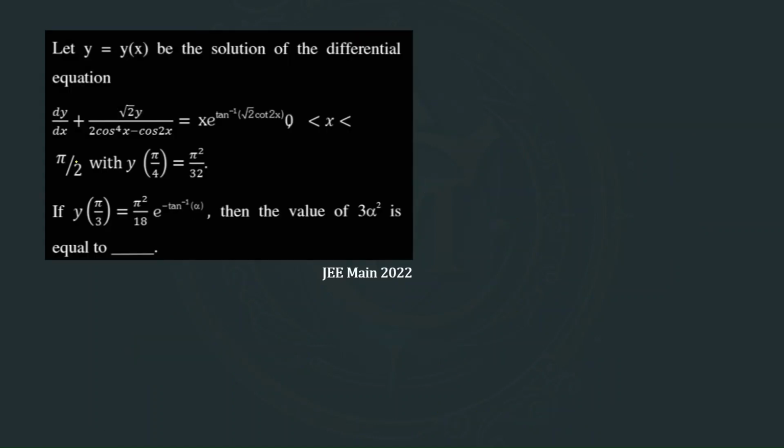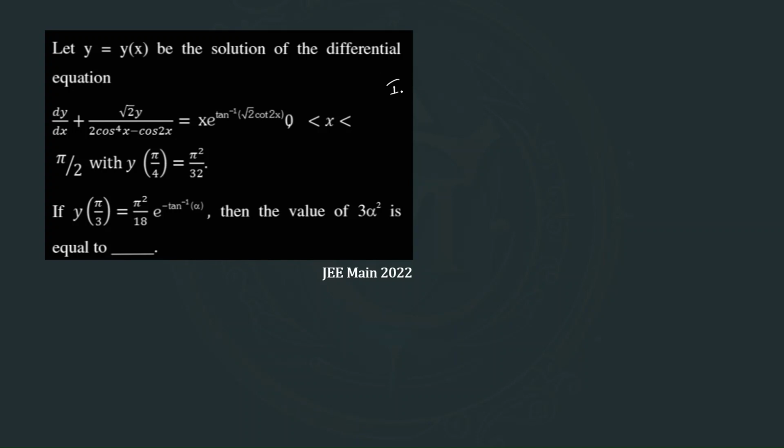Now, the next question is from the topic linear differential equations. Let y equal to y(x) be the solution of the differential equation, where 0 less than x less than pi/2, with y of pi/4 equal to this and y of this equal to this. Then the value of 3 alpha square is what? Okay. So first we have to calculate the integrating factor of this differential equation.